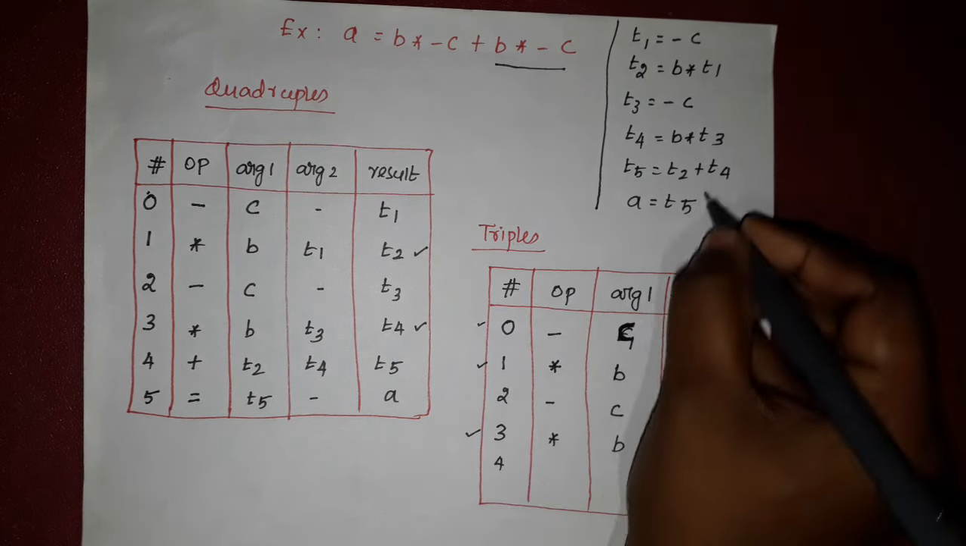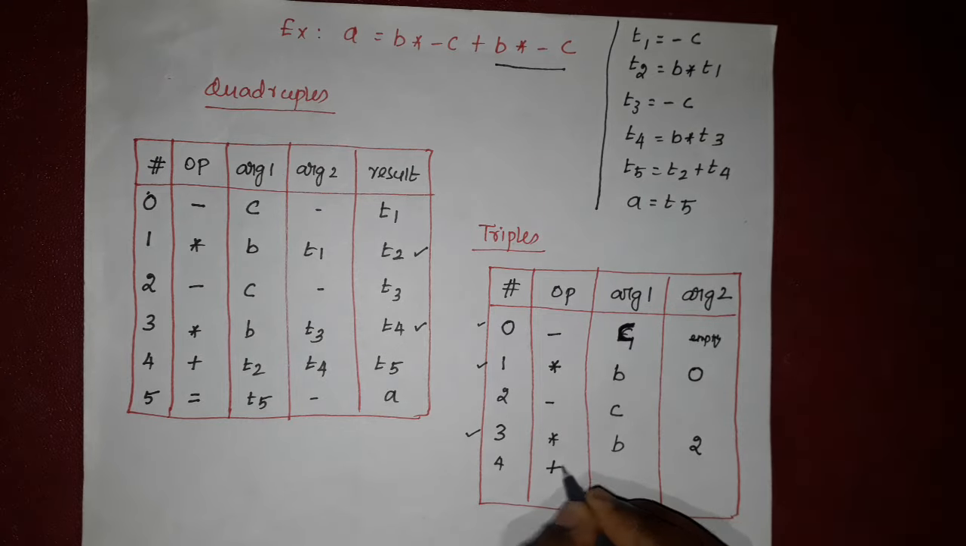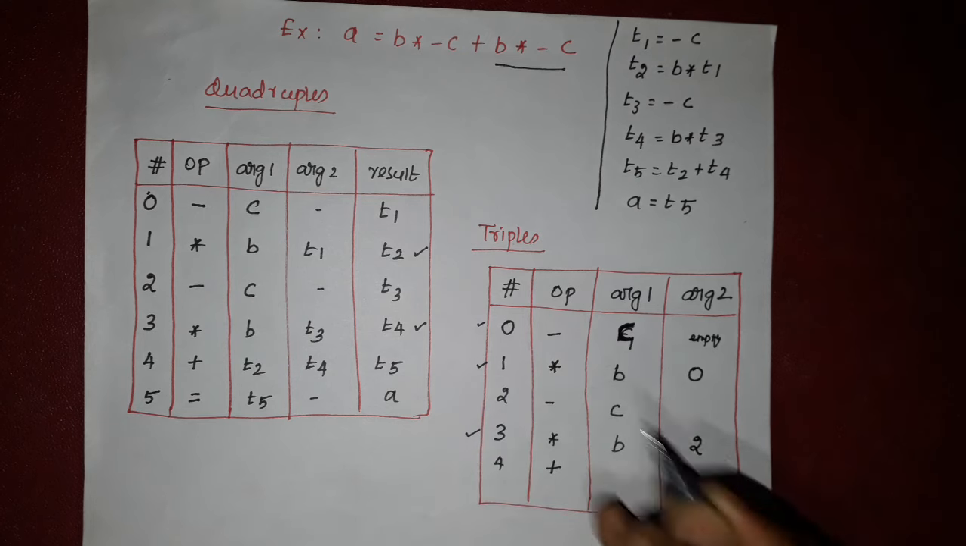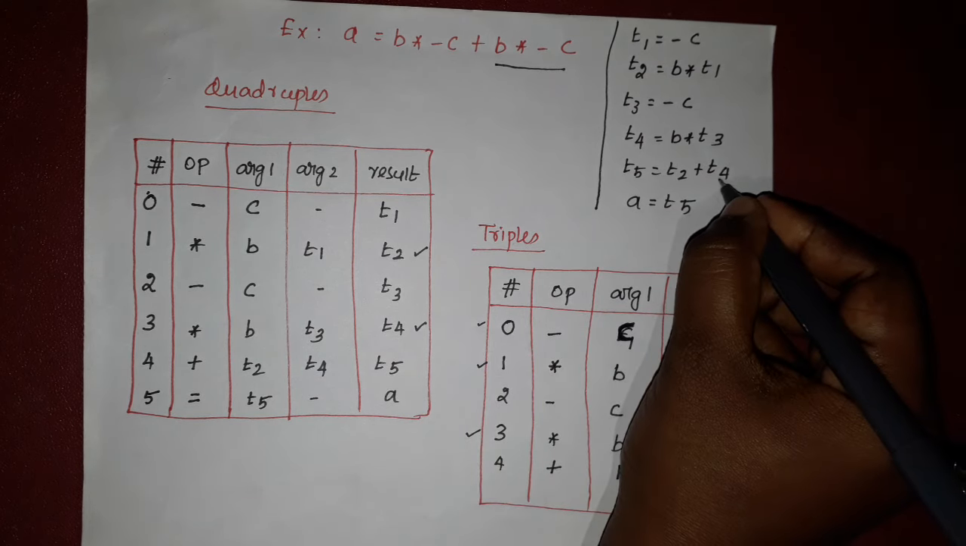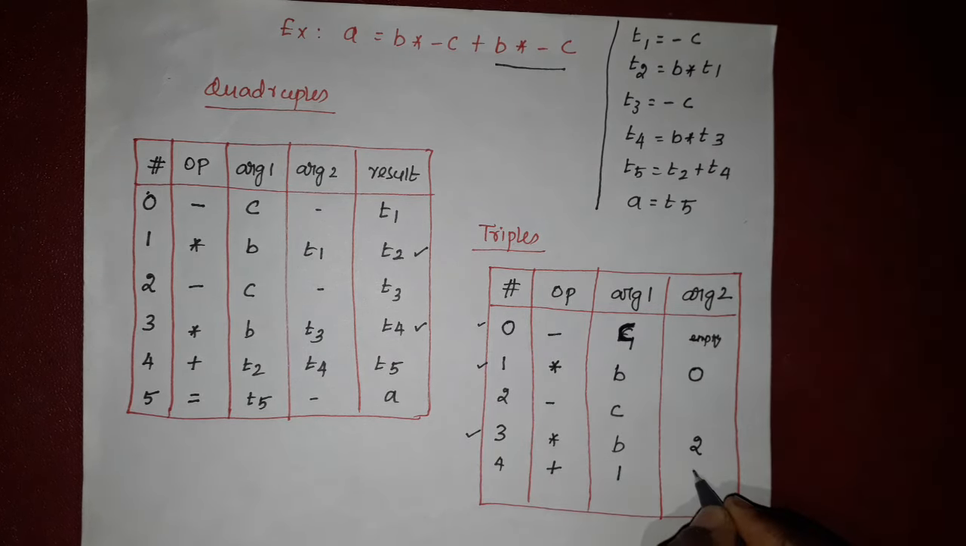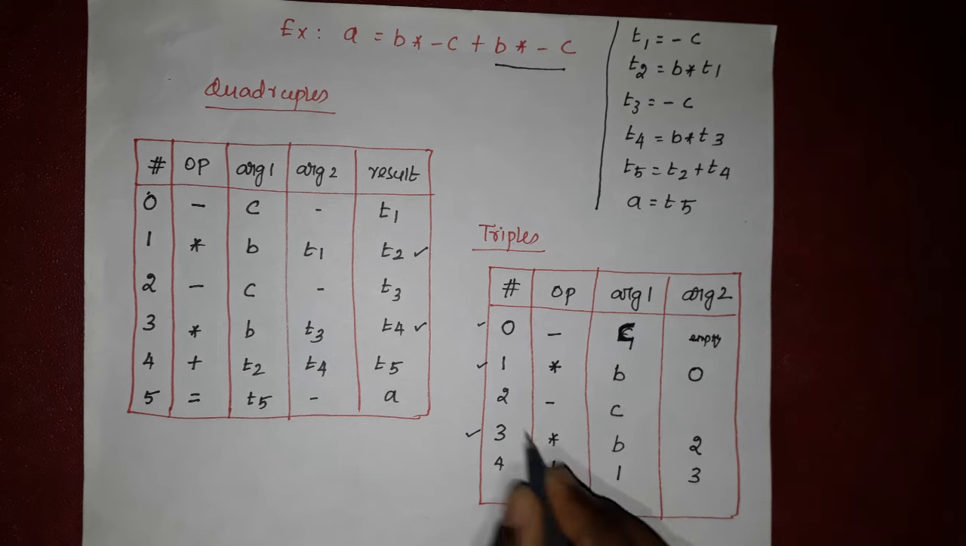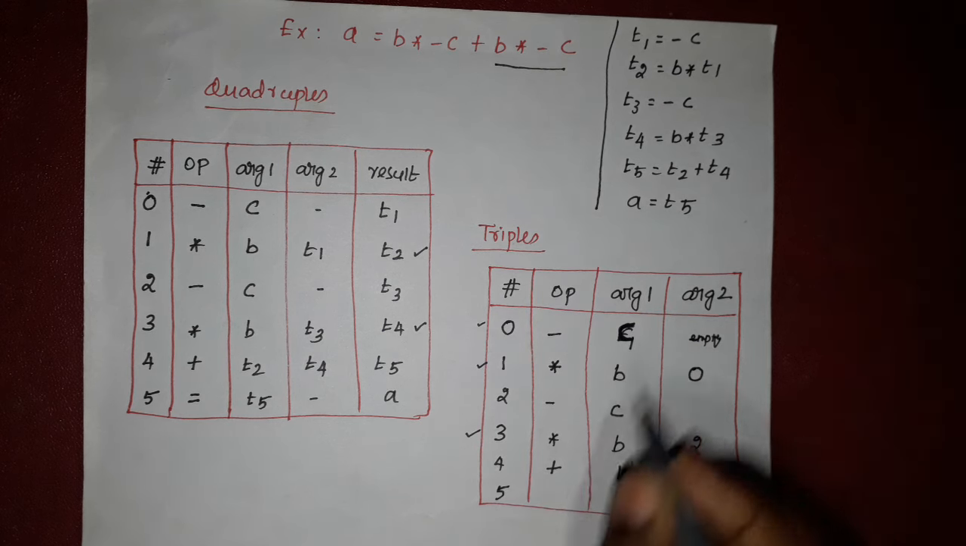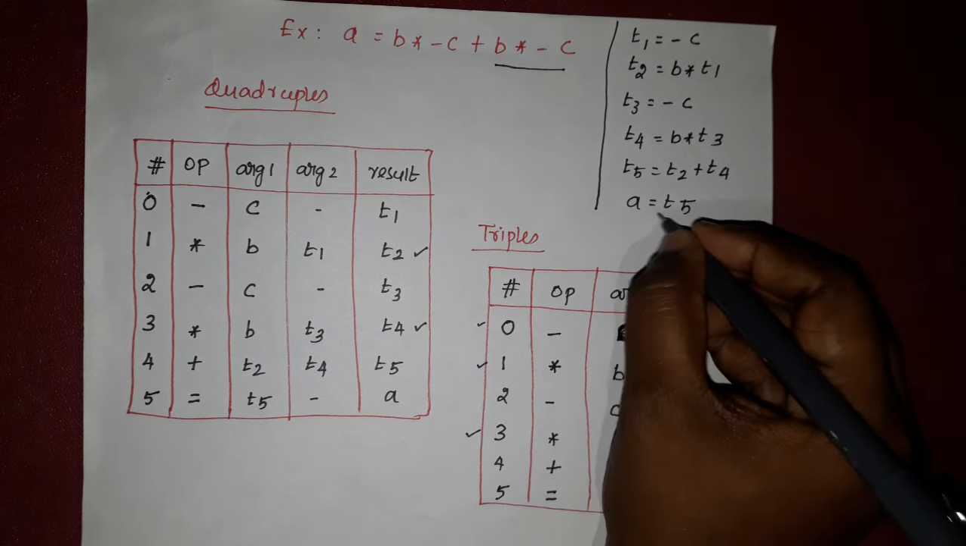So for index value 4 the operator is plus, there is no t2. For this t2 we have the index value 1, and for this t4 we have the index value 3. So this 1 and 3 will be added and stored in index value 4. The final index value will be 5. Here the operator is equal to, there is no t5.